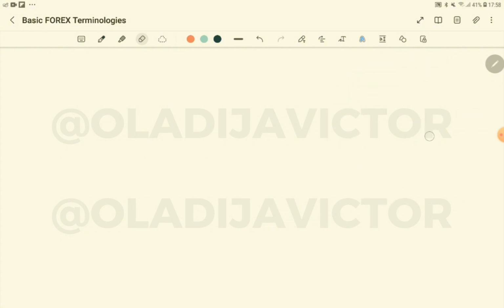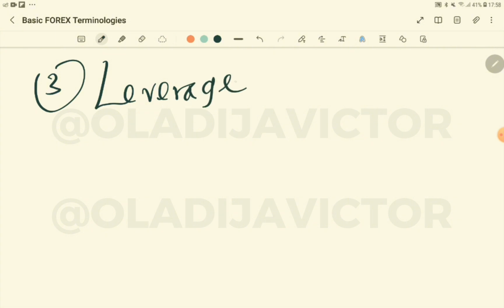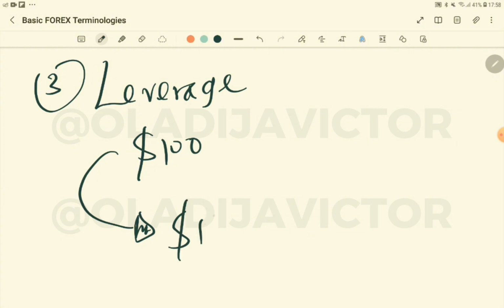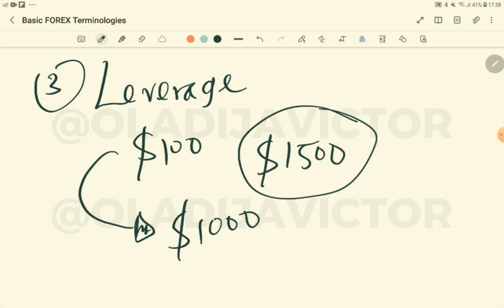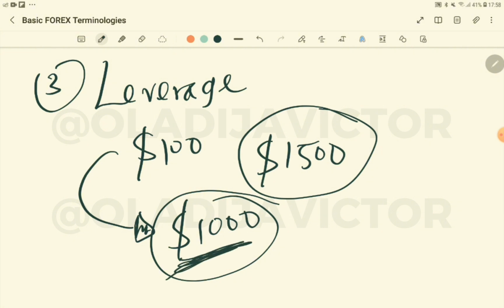The third point is the leverage. The leverage is when your broker allows you to take a higher position. For example, if you have $100, the leverage means you might be able to take a position that is as much as $1,000, $1,500. Now, while this is a very good thing, it's also bad for those who do not know how to trade, because if they're allowing you to take a position of $1,000 on a $100 account, it means if it goes against you, you will blow your account.